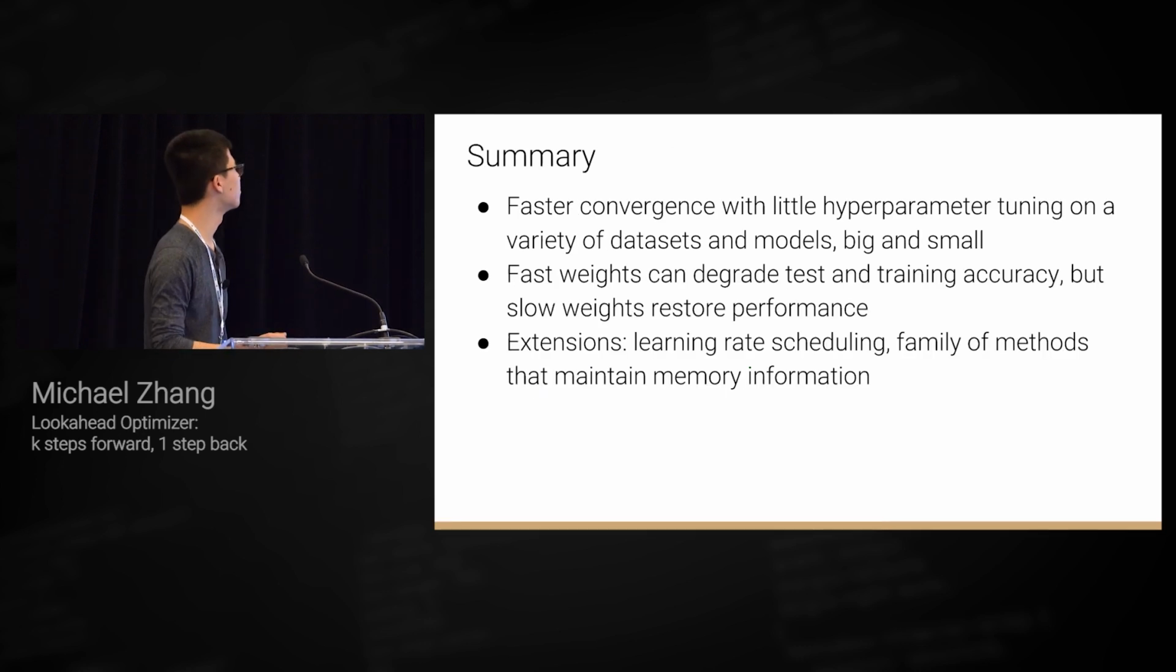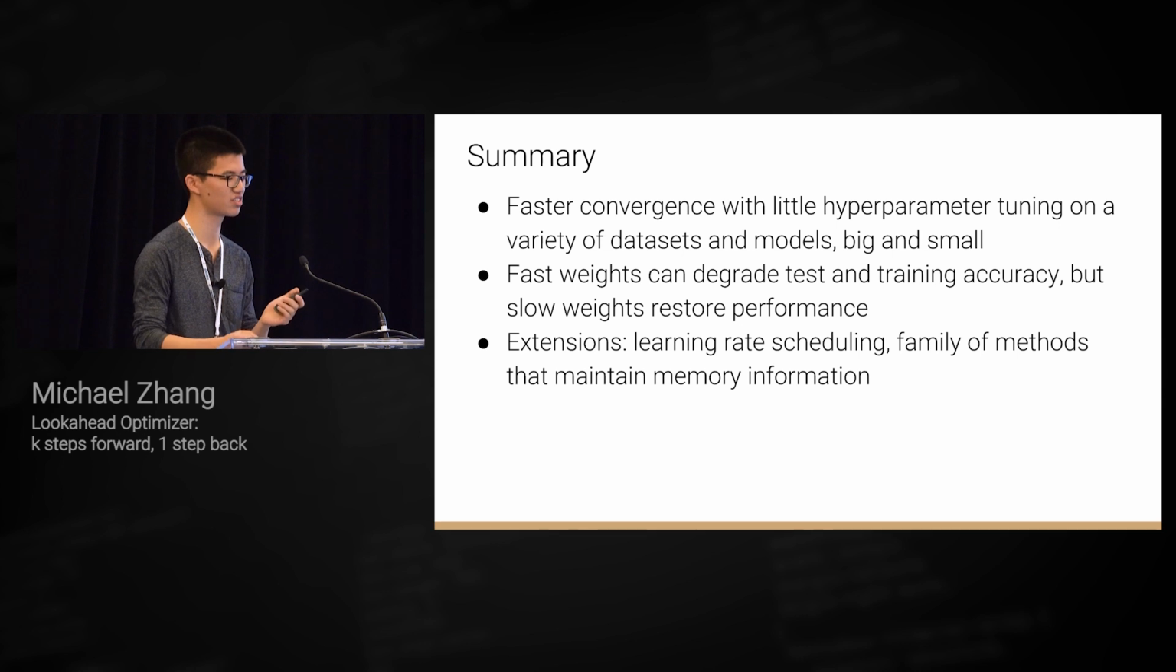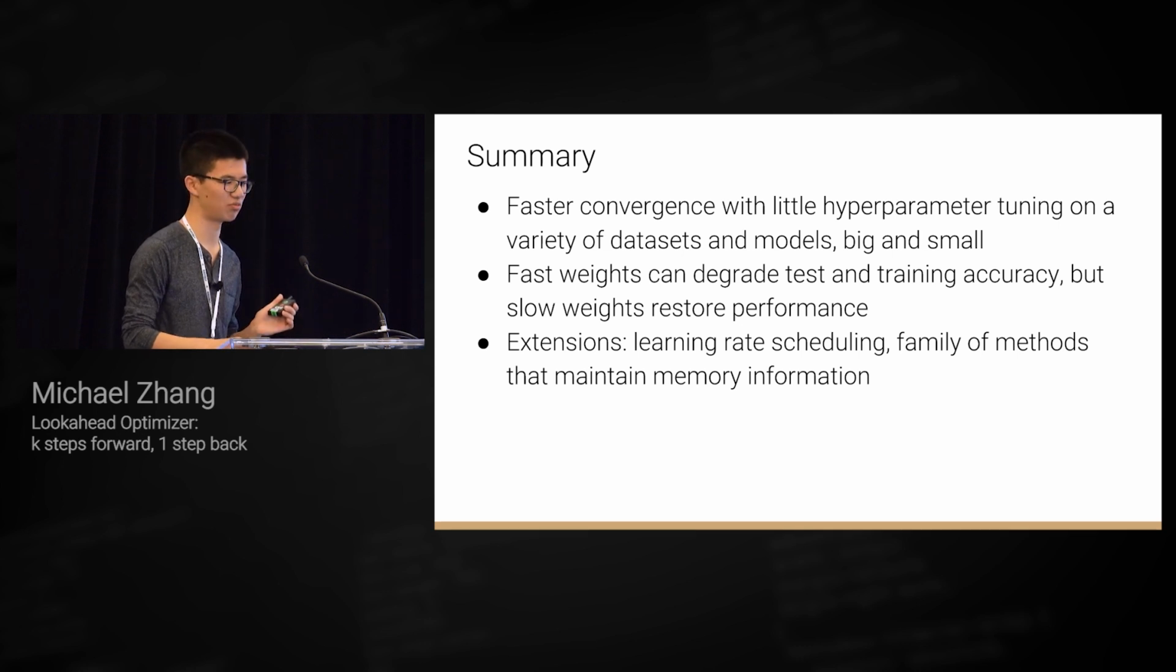So to summarize, we introduced a new method that achieves faster convergence on a variety of different data sets and models. It's pretty robust to the choice of hyperparameters, and it's really easy to incorporate into existing pipelines as well. In terms of extensions, it's interesting to see whether we can do some sort of learning rate scheduling, maybe even in terms of the alpha parameter within the Lookahead optimizer, and then look at this general family of methods that maintain memory information. Lookahead has one additional copy because we save the parameters every k steps, but we can potentially imagine other schemes for maintaining additional memory about the gradients.